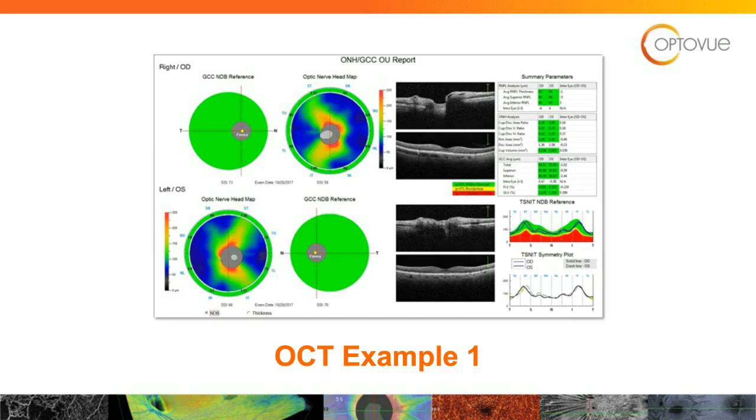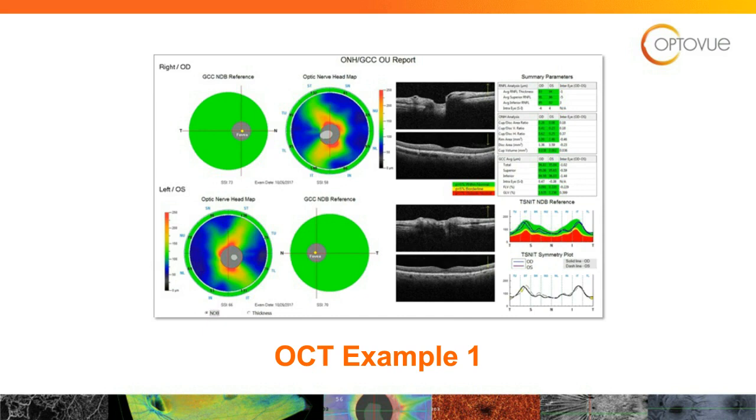So let's go through a couple of examples. Here's an example of a patient. We would look at this and say, okay, the reflectance image of the nerve fiber layer, which is the circle that we're seeing top center, and the ganglion cell complex top left.